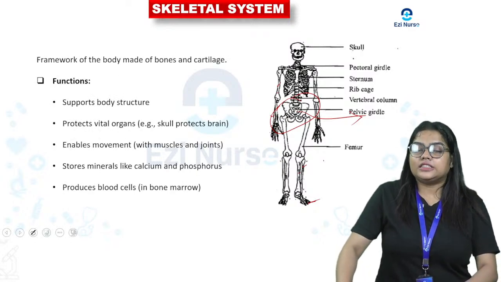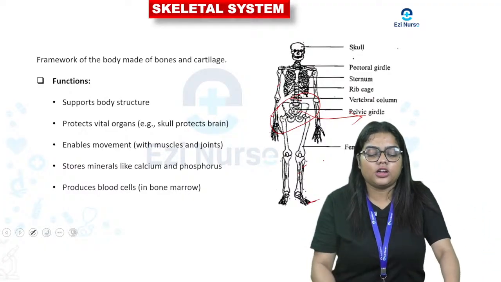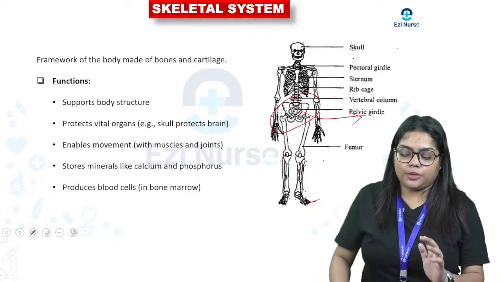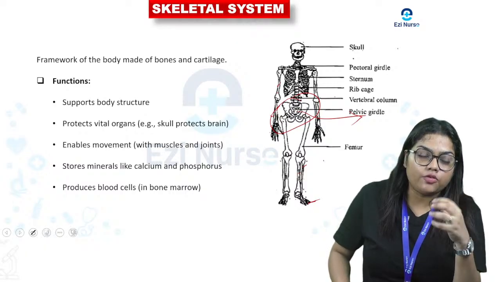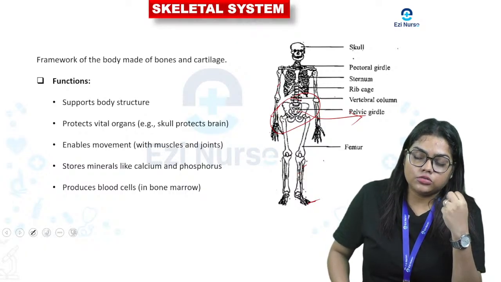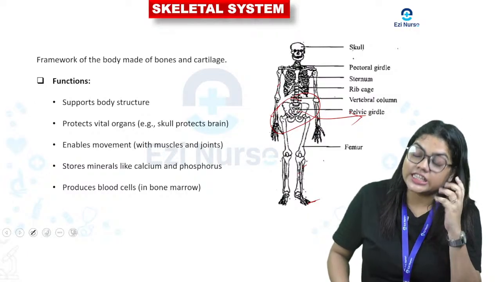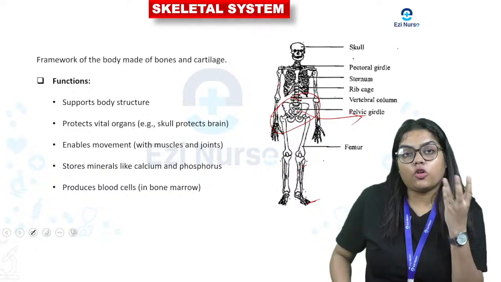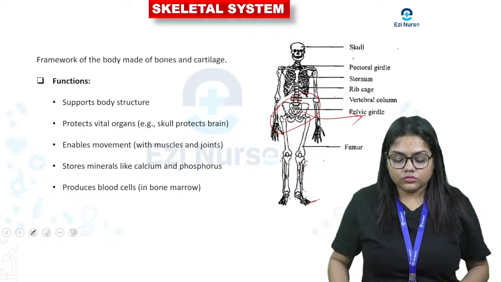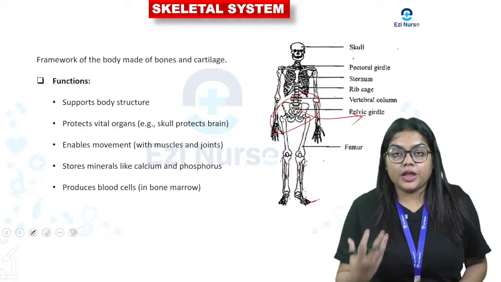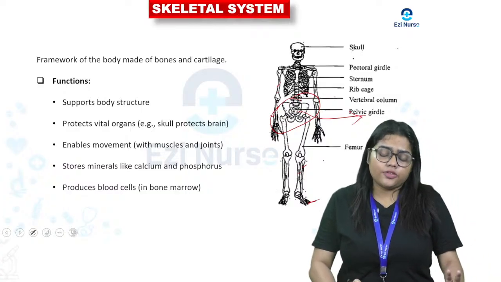So let's see what the skeletal system is. The skeletal system is the framework of the body, made up of bones and cartilage. Just as a house is made up of pillars and steel rods, the rods are like the bones. In the same way, the skeleton is the framework of the human body. Why is it needed?